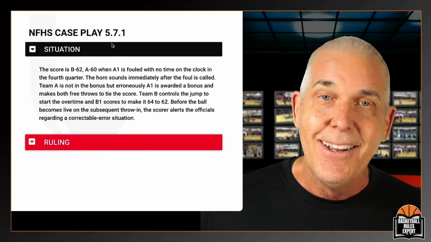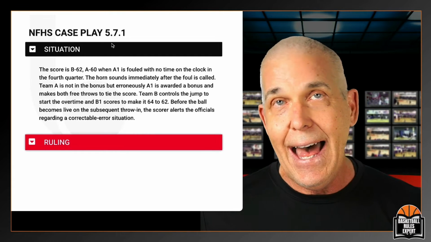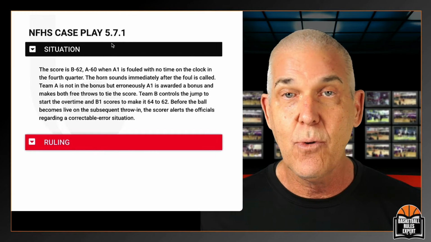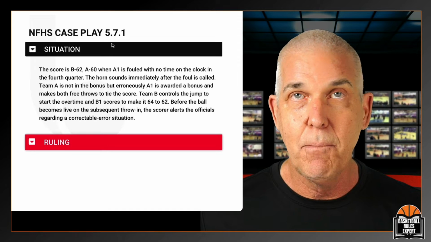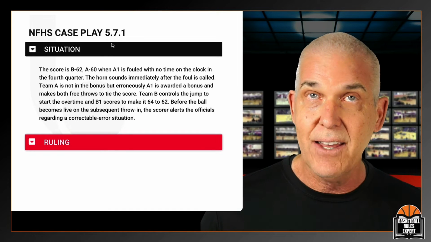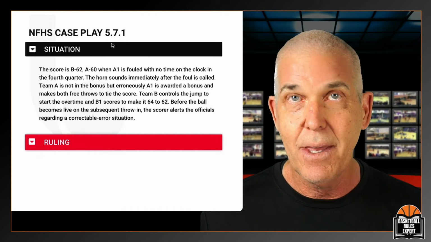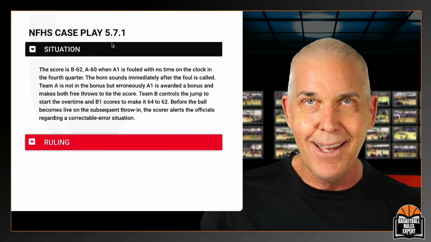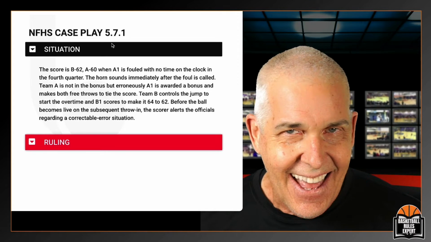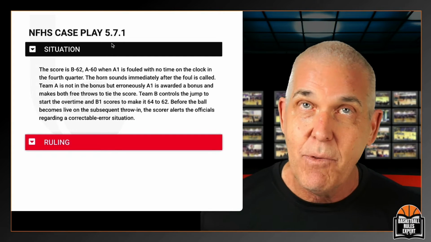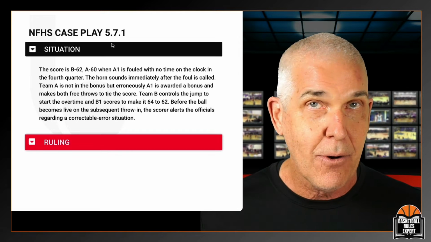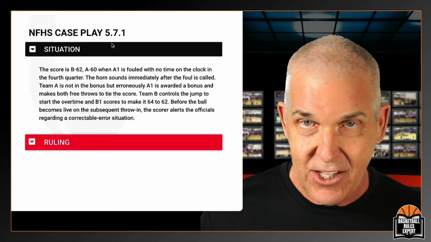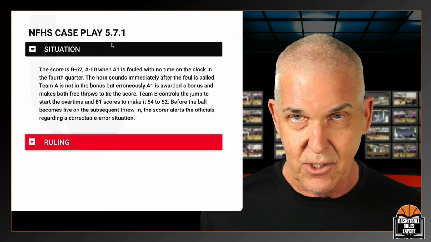All right. Two-point lead, foul at the buzzer. Erroneously, bonus free throws are awarded, and the player makes both free throws to tie the score and send the game into overtime, and an extra period will be played. After the game has resumed in that extra period, Team B controls the jump and scores to make it 64-62.